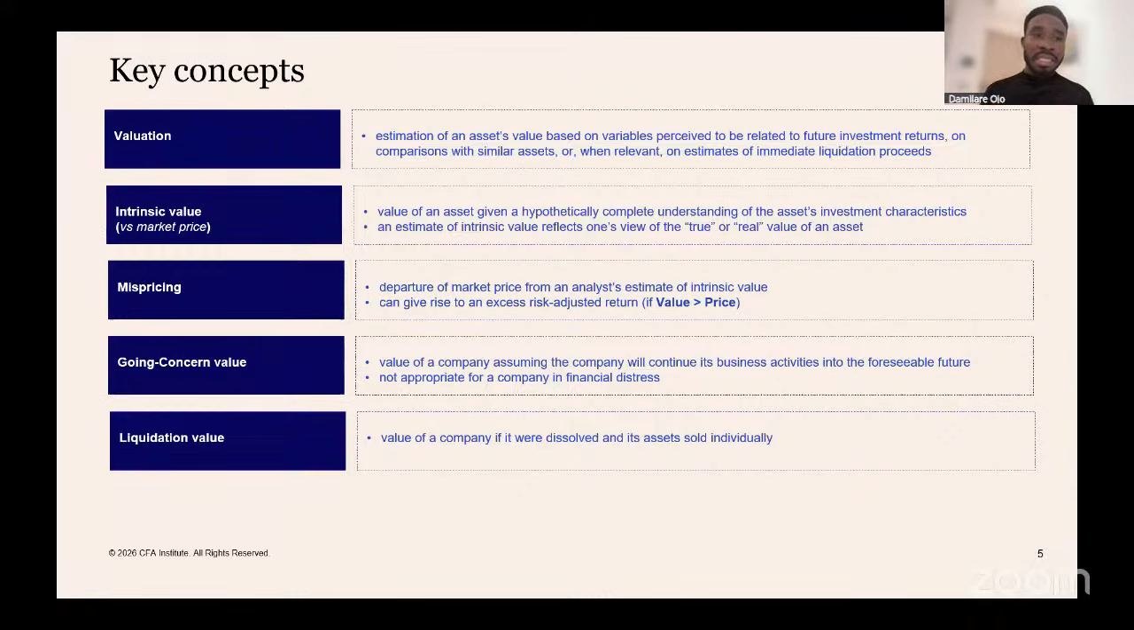It could be that the intrinsic value is higher than the market price. It could be that the intrinsic value is lower than the market price. Whether it is higher or lower, you have what you call a mispricing. Now, if the intrinsic value, that is the estimate of the analyst, is higher than the market price, which means the current market price is lower than what the analyst believes the stock should be trading at, you say that stock is currently undervalued.